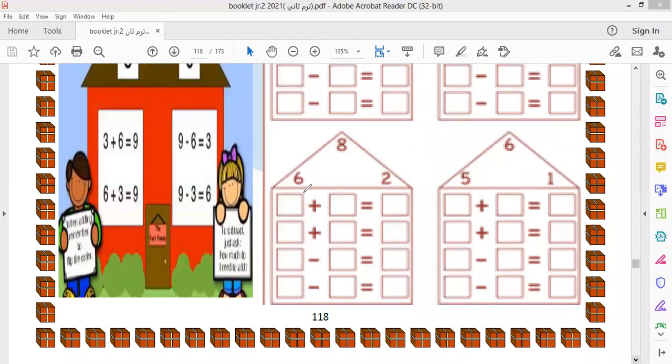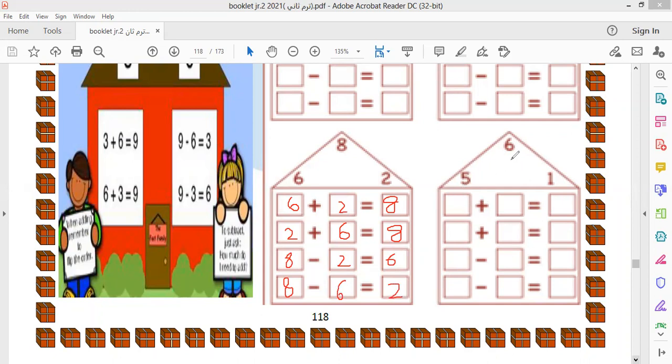We have here three numbers, 6, 2, 8. We start with 6 plus 2. 6 plus 2 equals 8. Then we switch the two numbers and start with 2 plus 6 equals 8. But in subtraction problems, we start with the greatest number, which is 8. 8 minus 2 equals 6. And 8 minus 6 equals 2.